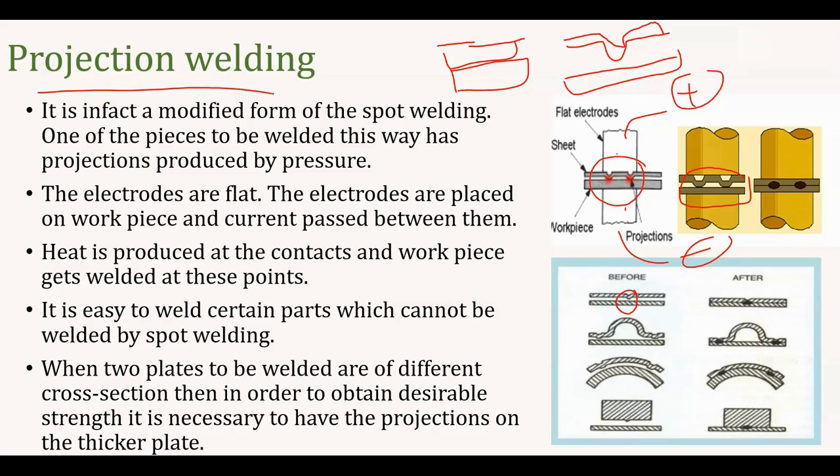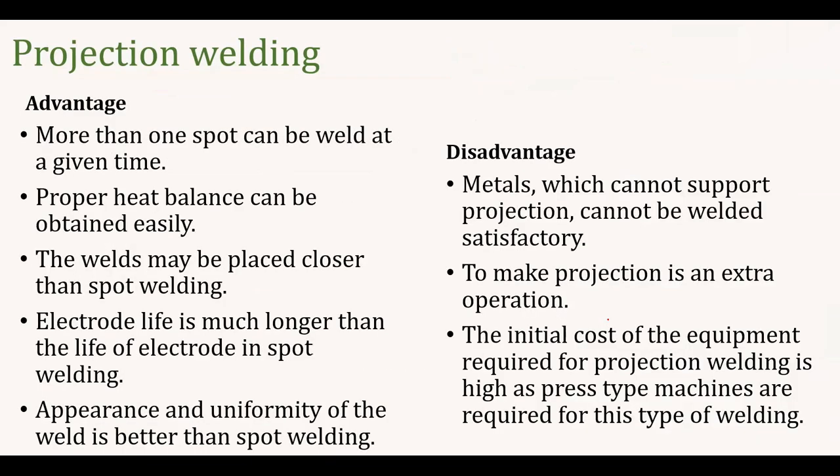When two plates to be welded are of different cross sections, as you can see here, then in order to obtain the desirable strength, it is necessary to go with the projection welding process. Applications: more than one spot can be welded at a time. Proper heat balance can be obtained easily, and the welds may be placed closer than in spot welding. The electrode's life is much longer when compared to spot welding, and the appearance and uniformity of the weld is better than spot welding.